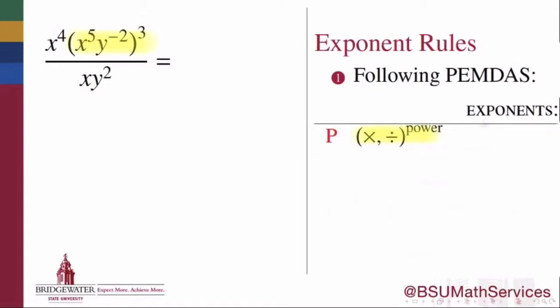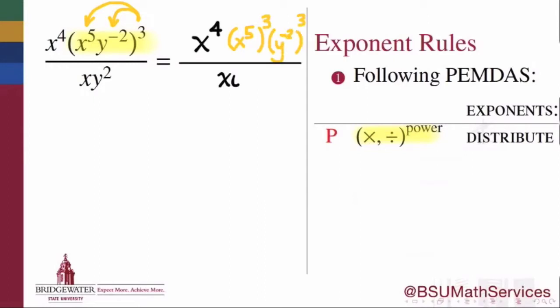In other words, in this example, the quantity x to the fifth times y to the minus 2 being raised to the third power, because of the multiplication inside the parentheses and the exponent on the outside of the parentheses, that exponent may be distributed and applied to each of the factors inside the parentheses. So we can turn this expression into quantity x to the fifth raised to the third power times quantity y to the minus 2 raised to the third power.